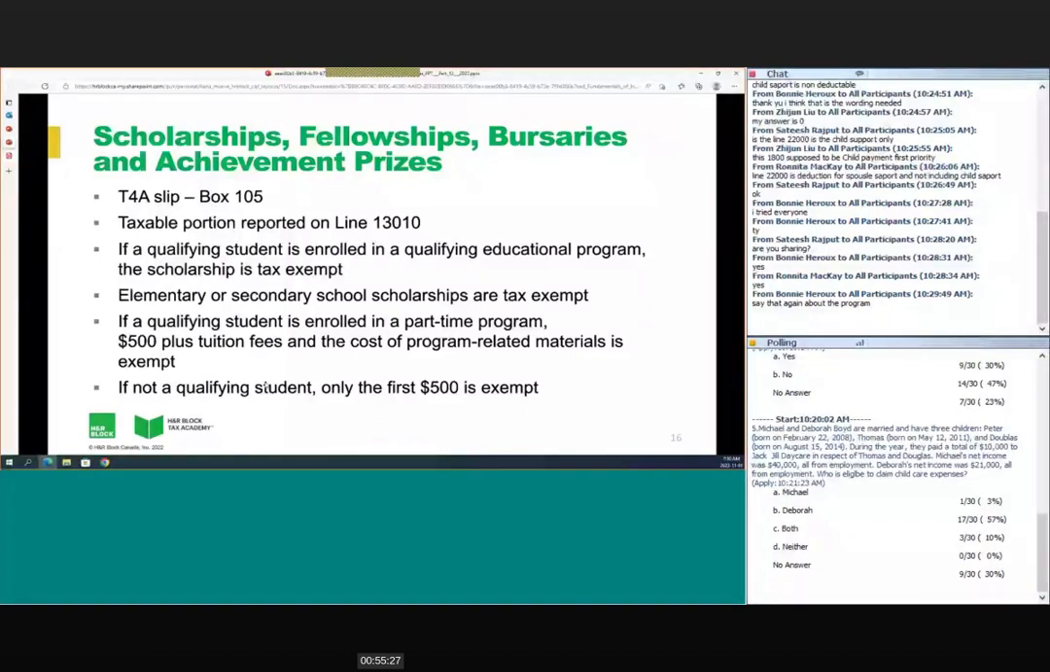However, if a student is in a part-time program, they can claim the scholarship exemption for full-time students if they are eligible for the disability tax credit for the year or they've had an impairment in physical and mental functions. And if you've looked at the Schedule 11, you will have already seen that one of the questions is, does the student qualify for the disability tax credit? So that is how we're going to deal with scholarships.